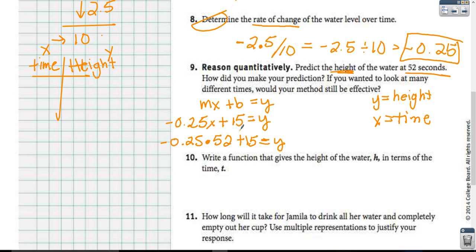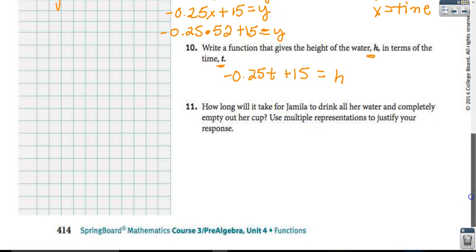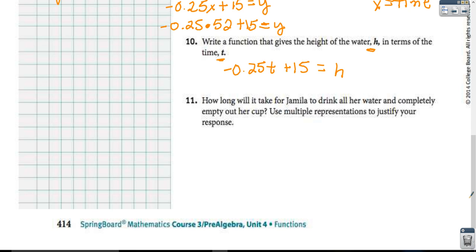All right, it wants us to write a function that gives us the height of the water using h and t. Now, we already wrote a function, so we're just going to put in the variables they said. We said height was y, so I'm going to put an h where the y is. Then it said that they want us to use t for time, so I'm going to put a t where the x is. All right, so there we go. That's our function.